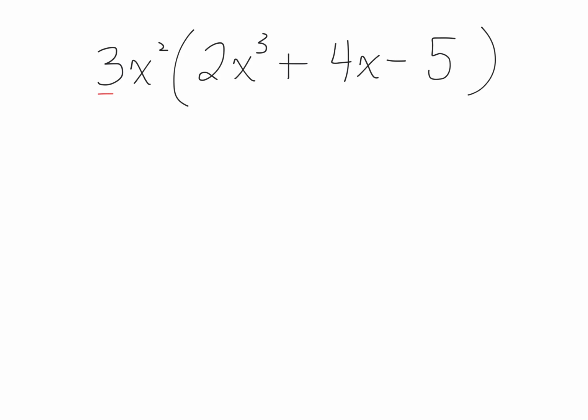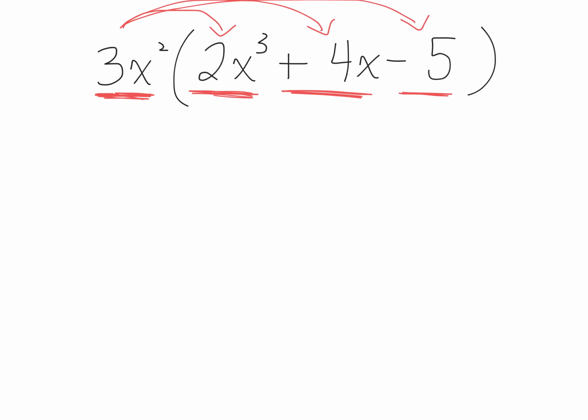Okay, so in this question, the term outside the bracket has a power. The term is 3x to the power of 2. I need to take that term and multiply it by everything, every term inside the bracket. So I have 2x to the power of 3 is the first term, positive 4x is the second term, and what's the third term? Negative 5.